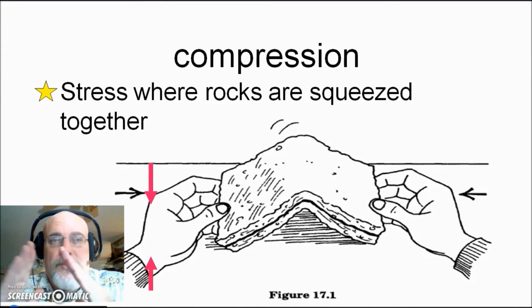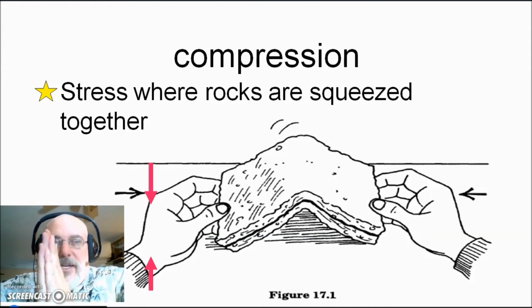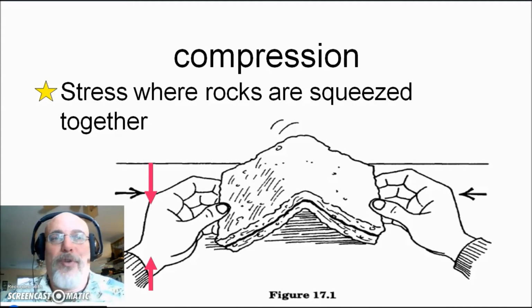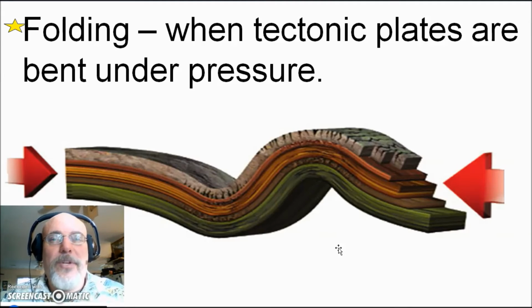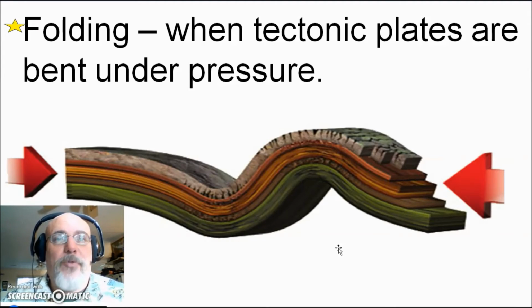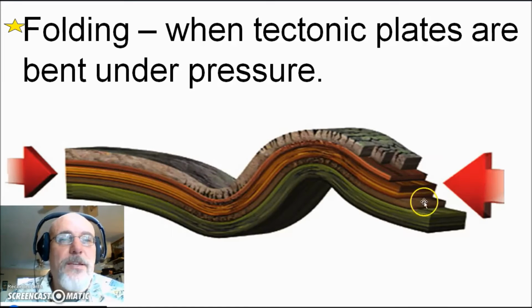Compression is a stress where rocks are going to be squeezed together. So if you think of pressing together, the rocks are going to be squeezed together. That's compression. Folding is when rocks are bent under that pressure. So you can see the compressive force pushing in from both sides, and the rocks can actually be bent, and that would be known as folding.